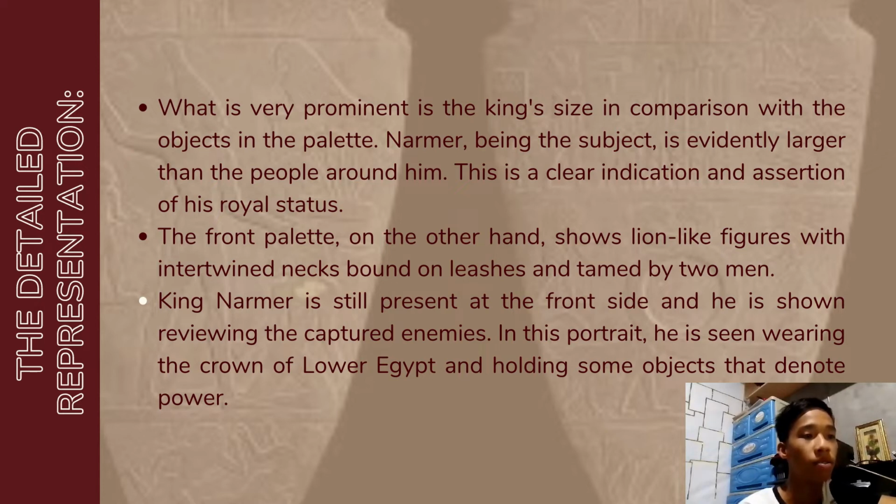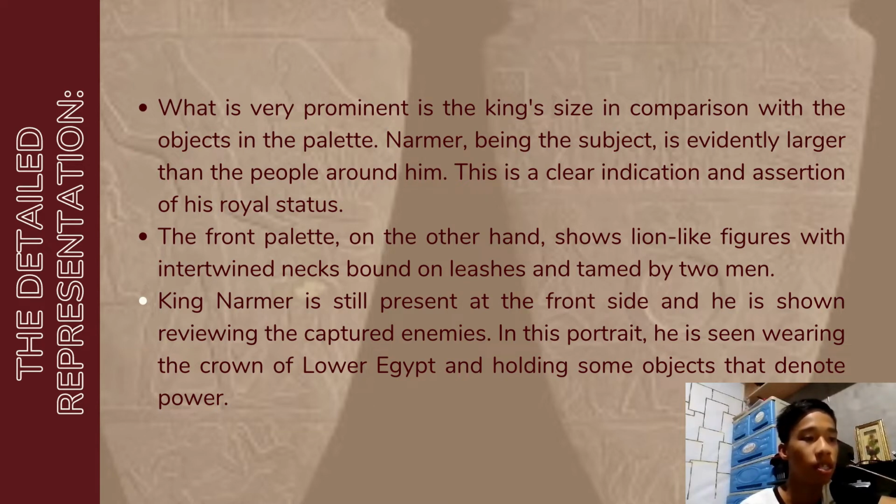The front of the palette, on the other hand, shows lion-like figures with intertwined necks bound on leashes and tamed by two men. King Narmer is still represented on the front side and he is viewing the captured enemies. In this portrait, he is seen wearing the crown of Lower Egypt and holding some objects that denote power. The Narmer palette is one of the artifacts that emphasize the king's supreme and absolute authority.